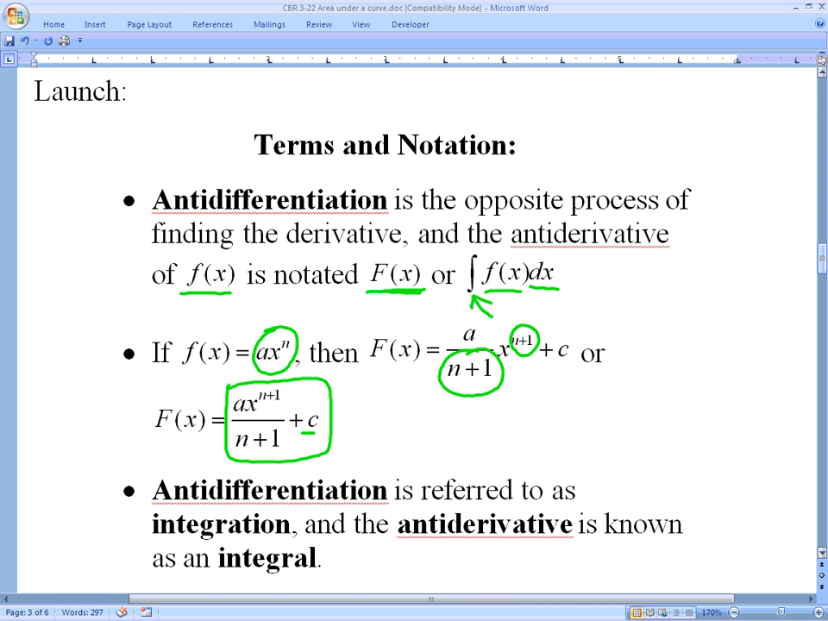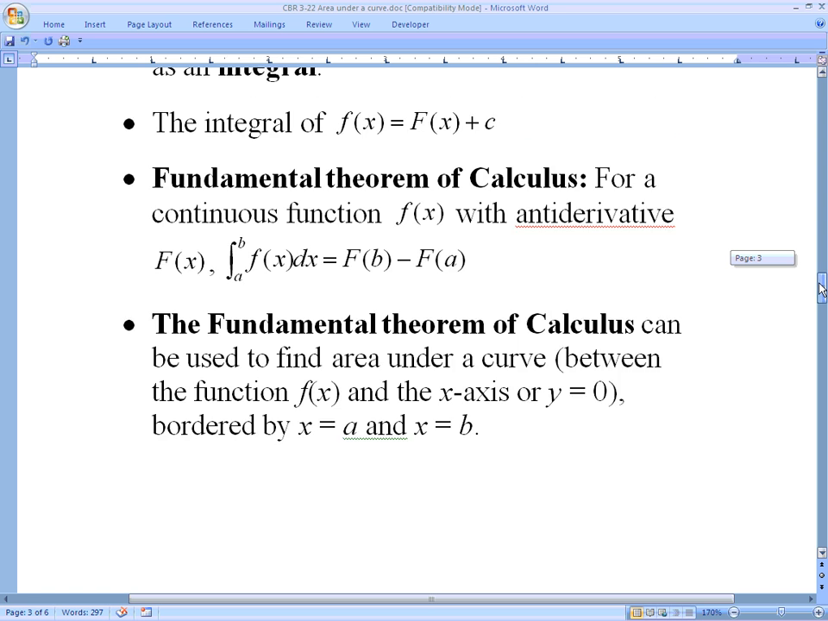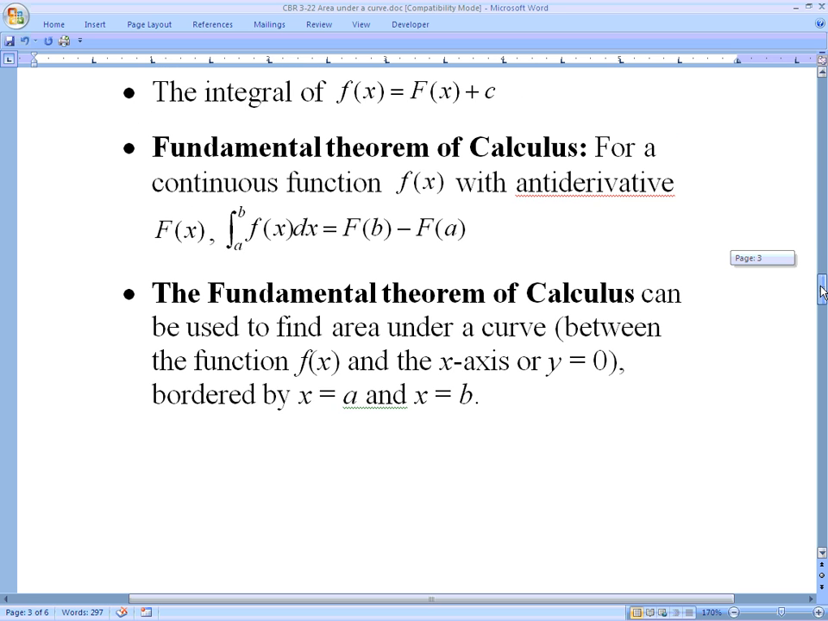Last but not least, we need to remember that we're adding on a constant every time because there could always be a constant when we do a derivative that wouldn't show up with the integral. All right.